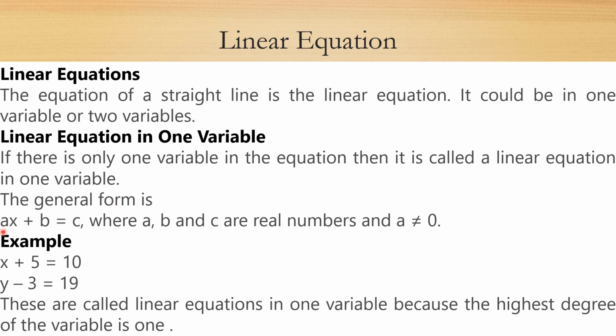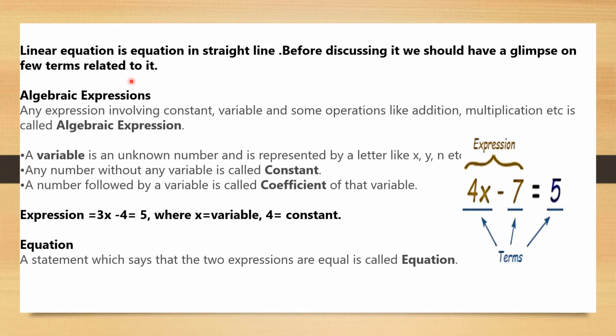The general form is ax plus b equals c, where a, b, c are real numbers and a is not equal to 0. Example, x plus 5 equals 10, y minus 3 equals 19. These are called linear equations in one variable because the highest degree of the variable is 1. Linear equation is the equation of a straight line.